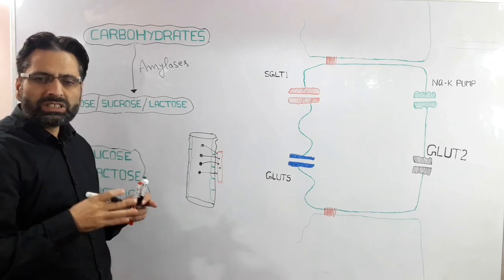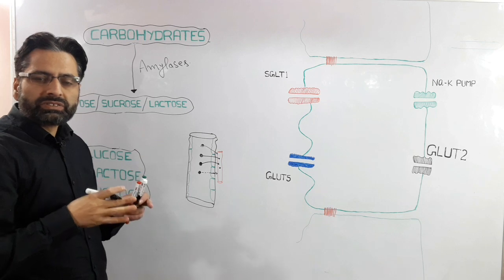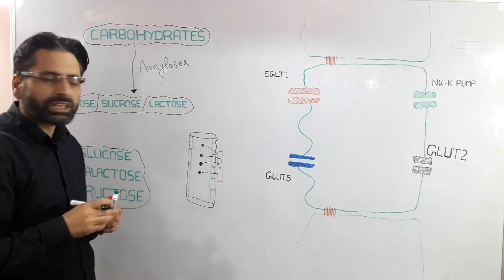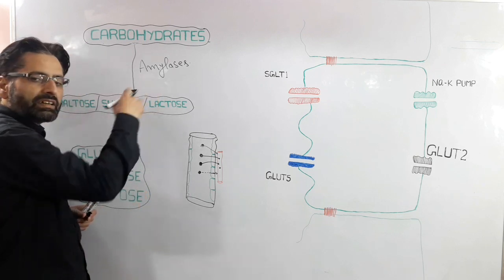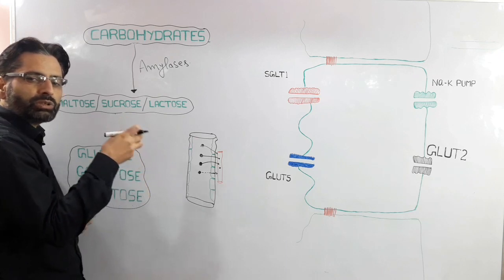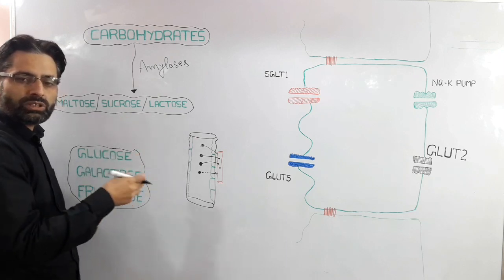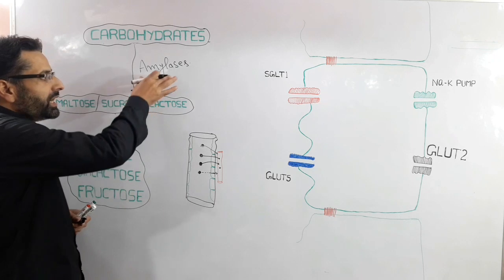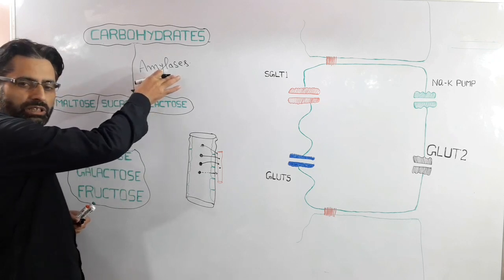digestive tract. We can say it occurs within the lumen of the intestine, because these amylases are released by these glands into the lumen of the intestine or into the lumen of the mouth. तो यहाँ पर lumen में digestion होती है, luminal digestion.